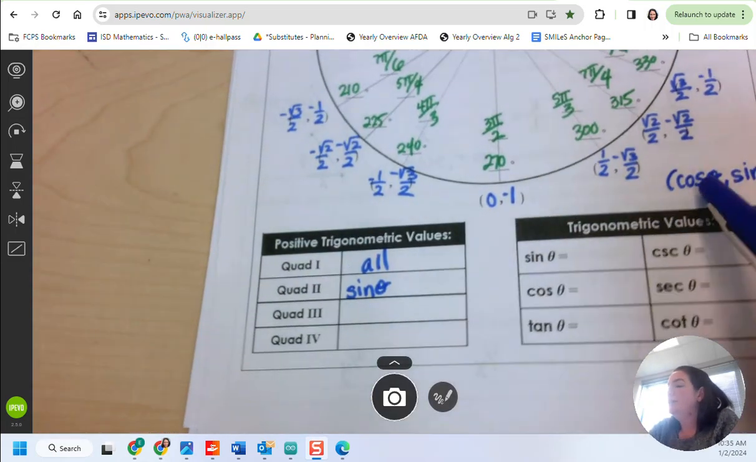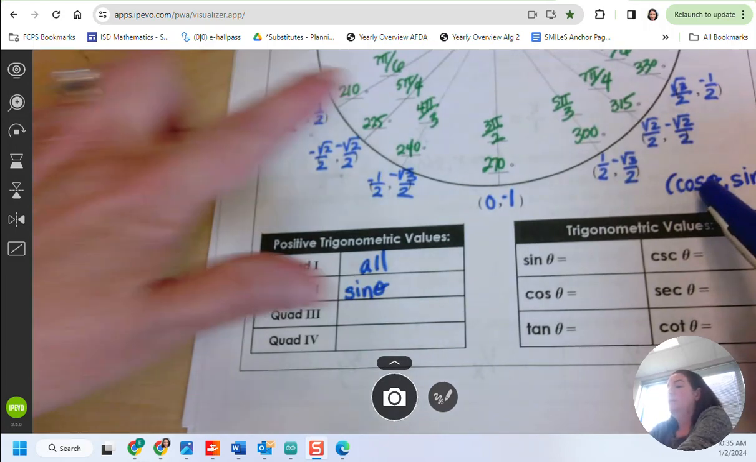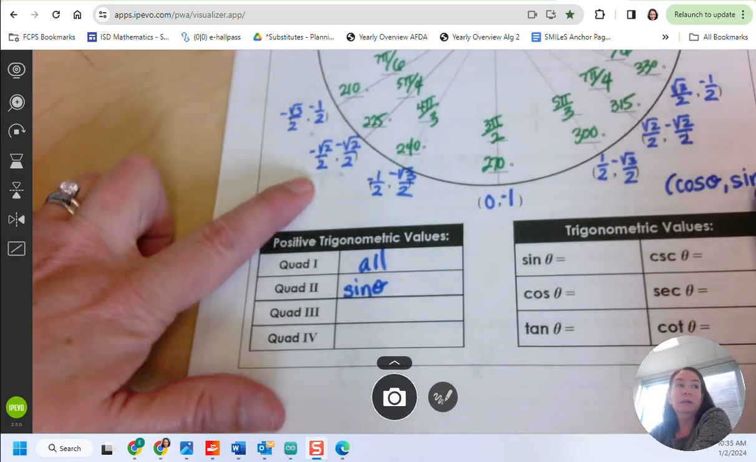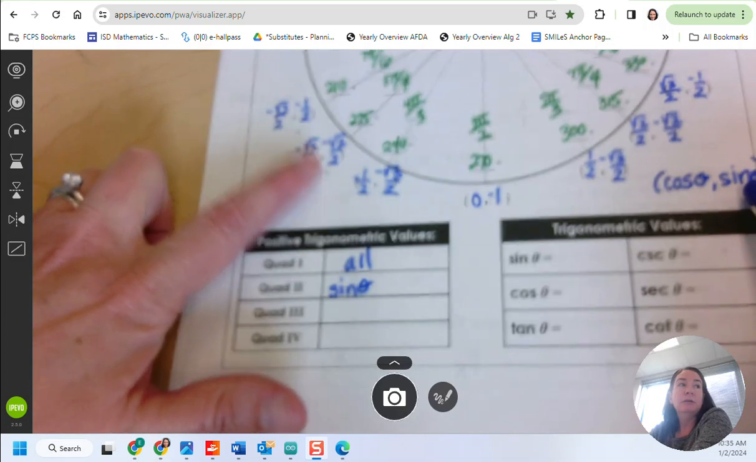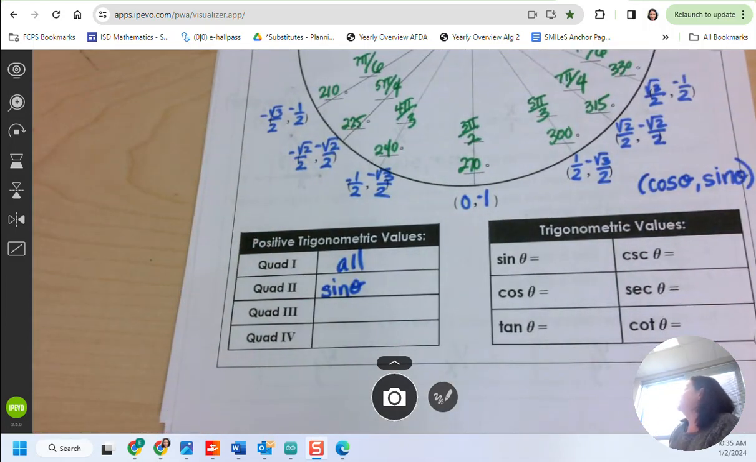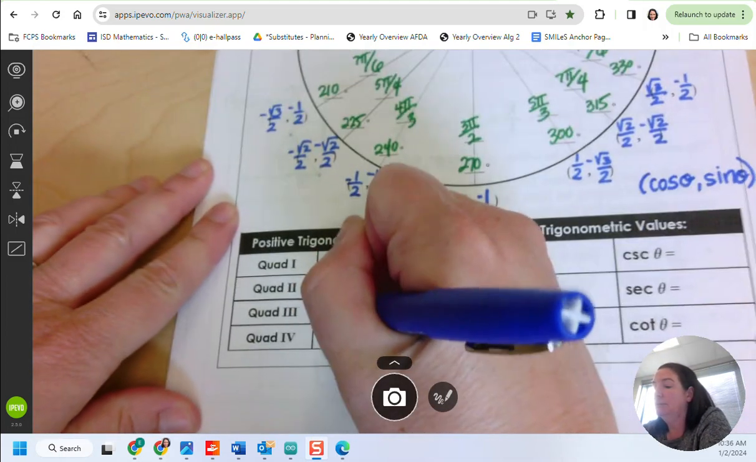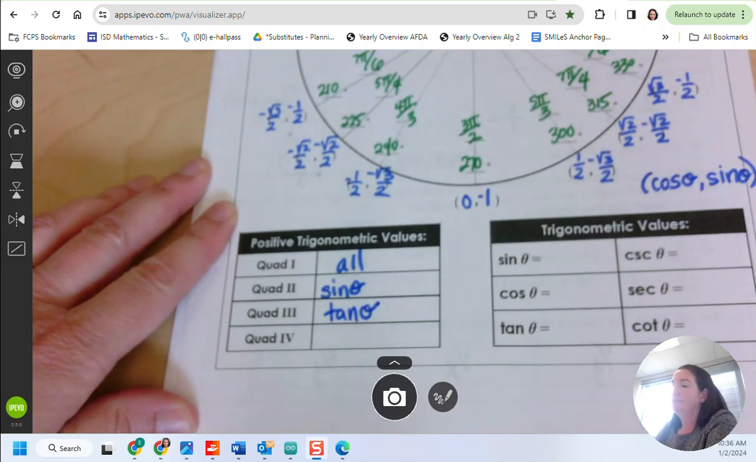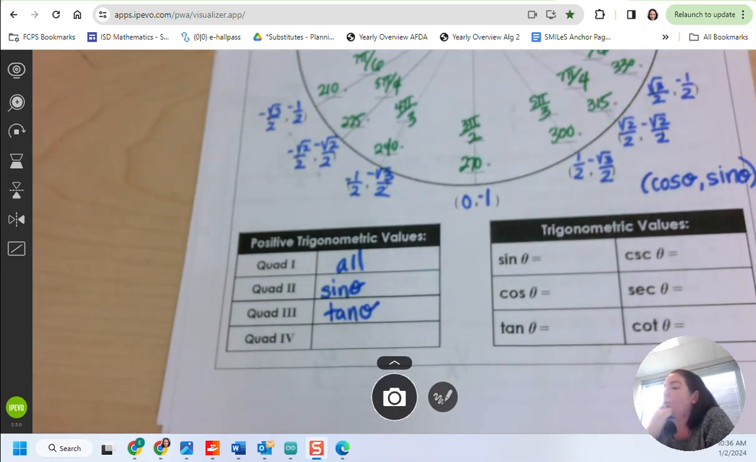Quadrant 3. Is the cosine positive in quadrant 3? Is the sine positive in quadrant 3? No. How about the tangent? If I do a negative divided by a negative, is that positive? Yeah. So just tangent. And then in quadrant 4, which one is positive? Just the cosine, because just the x is positive.